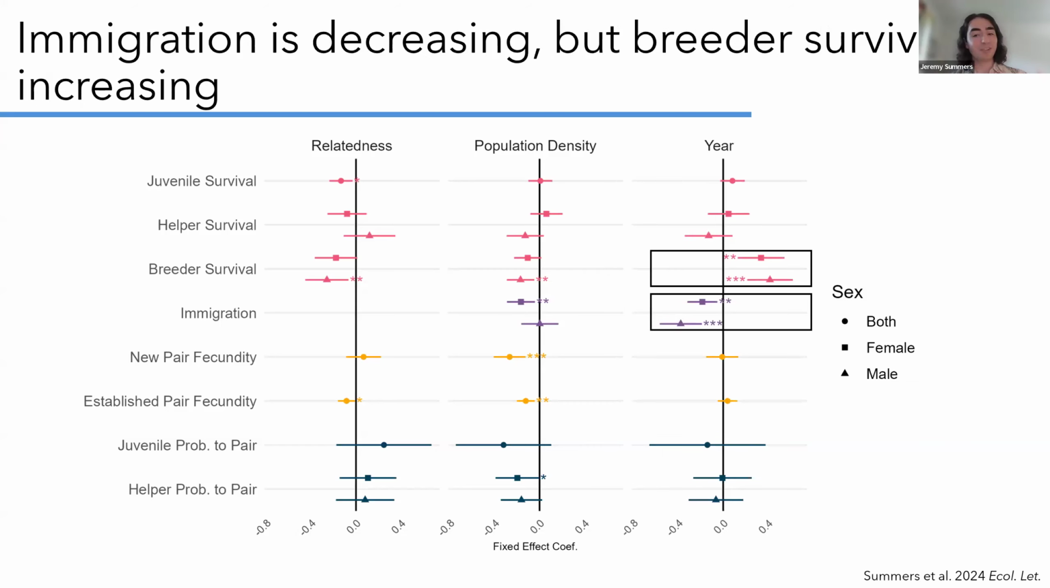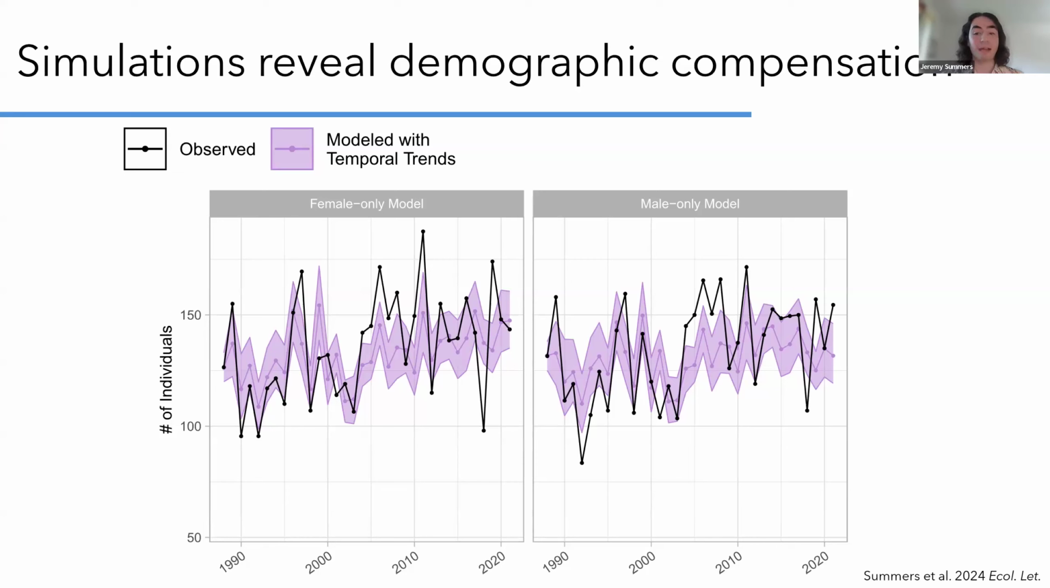And finally, immigration did decline over time, as expected. However, breeder survival also unexpectedly increased. Could this trend in breeder survival be compensating for the effects of isolation? We directly tested for compensation by simulating the population over the past 30 years and controlling which temporal trends occurred.